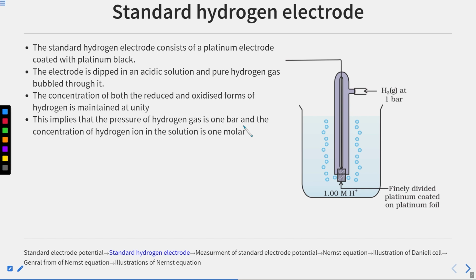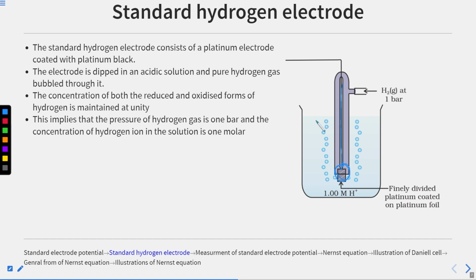If you look at the structure of this standard hydrogen electrode, it consists of a platinum electrode. So this is our platinum electrode, right? Now this electrode is dipped in an acidic solution and pure hydrogen gas is bubbled through it. Since we cannot take hydrogen in aqueous form, it is not possible to do so. So we supply it in the form of gas, and the metal electrode that we take is platinum. So this should be remembered.